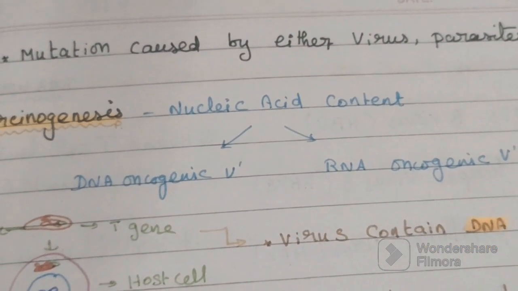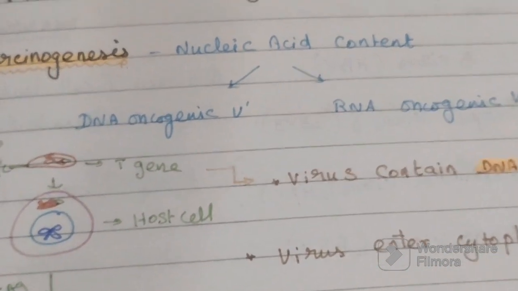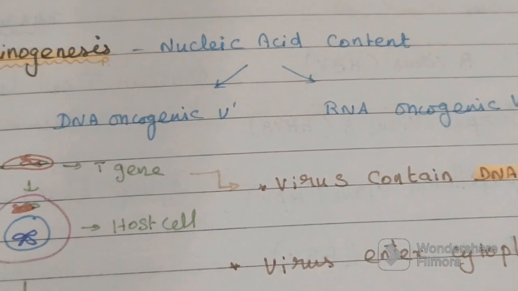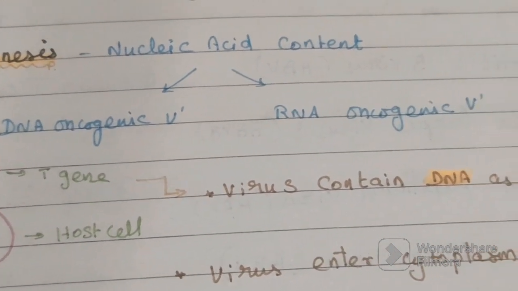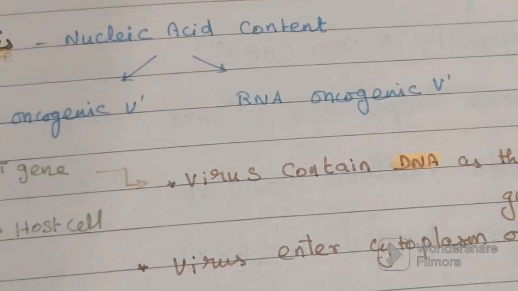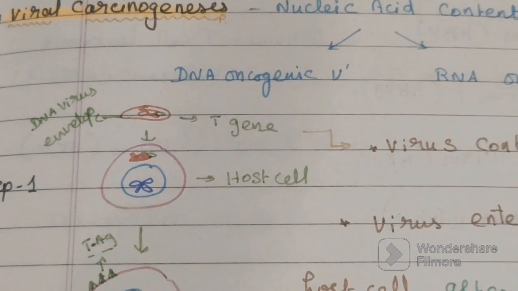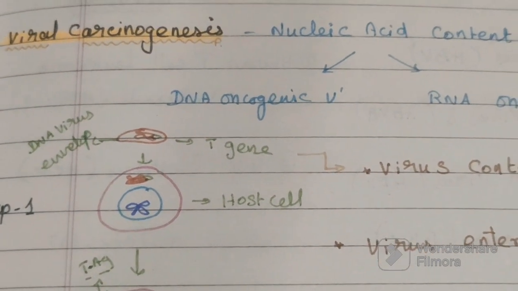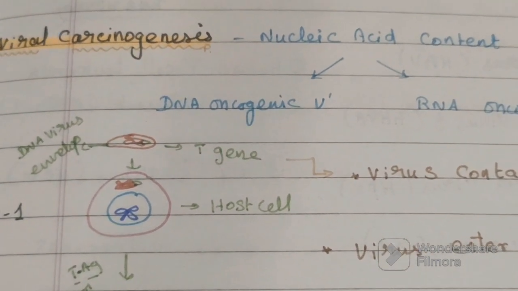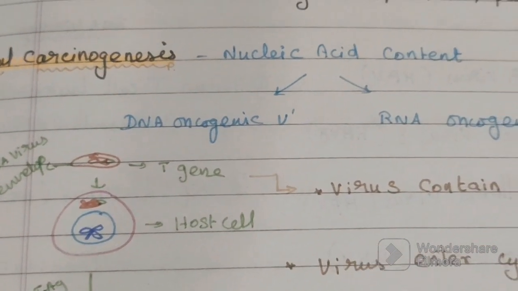There are two types of virus. DNA is the genetic material, meaning DNA oncogenic virus. RNA is the genetic material, meaning RNA oncogenic virus. So let's start with the DNA virus first. Mode of DNA viral oncogenesis.